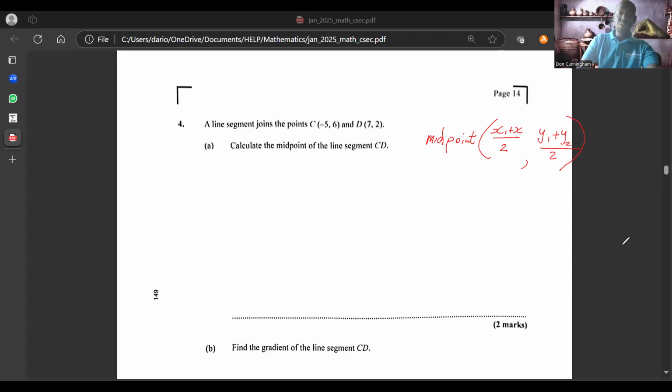All right, so you could choose which one you want to be X1. It doesn't matter at all. If this one is X1, Y1, it's an X and a Y value, and then X2, Y2. It doesn't matter. You're supposed to end up with the same answer. So send it to my WhatsApp.